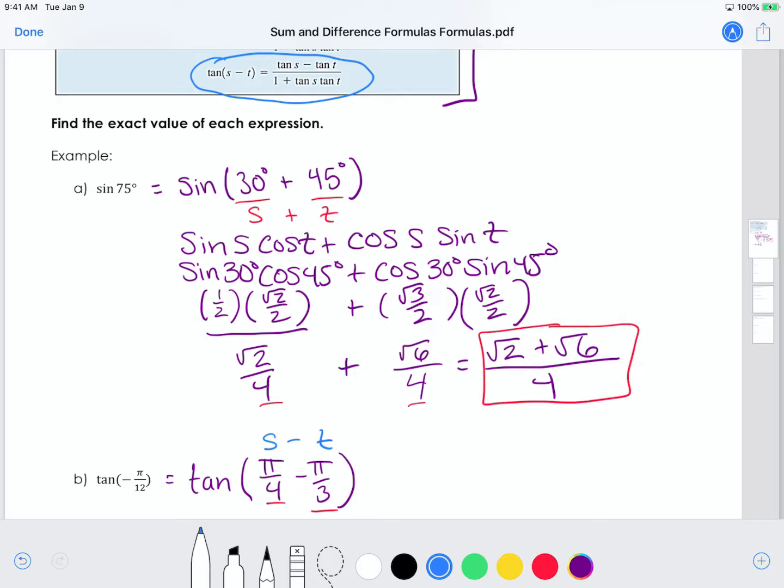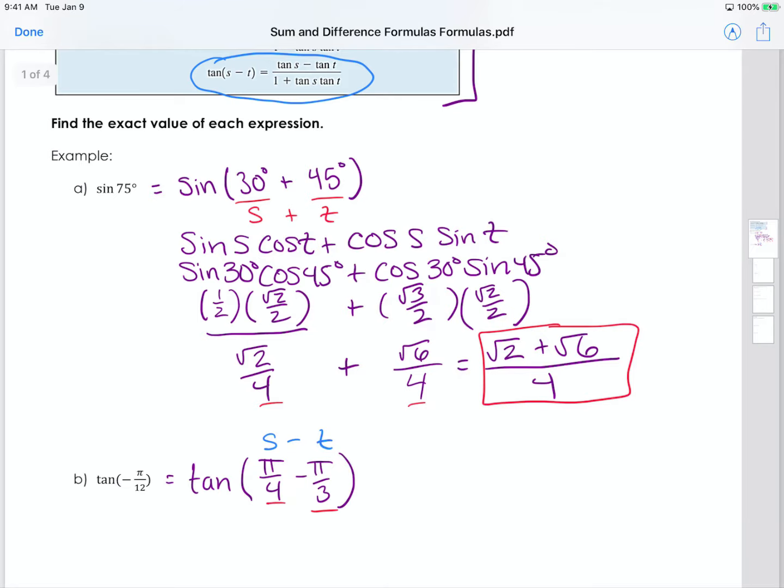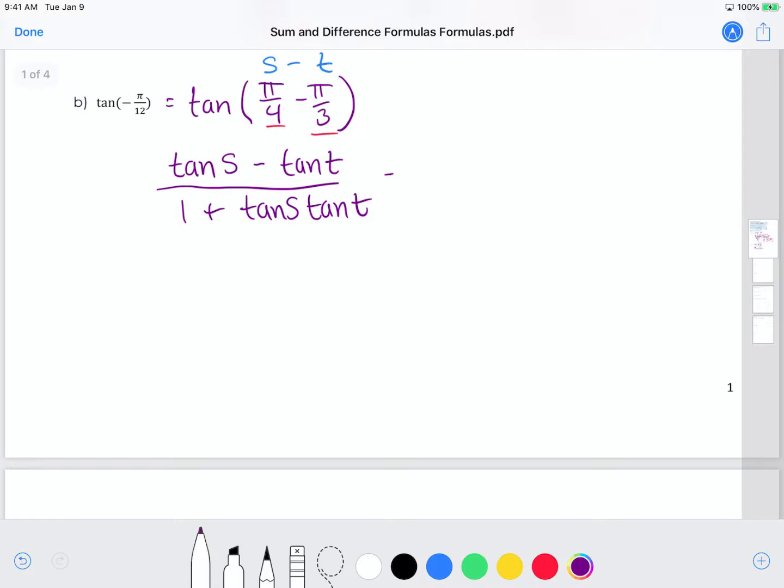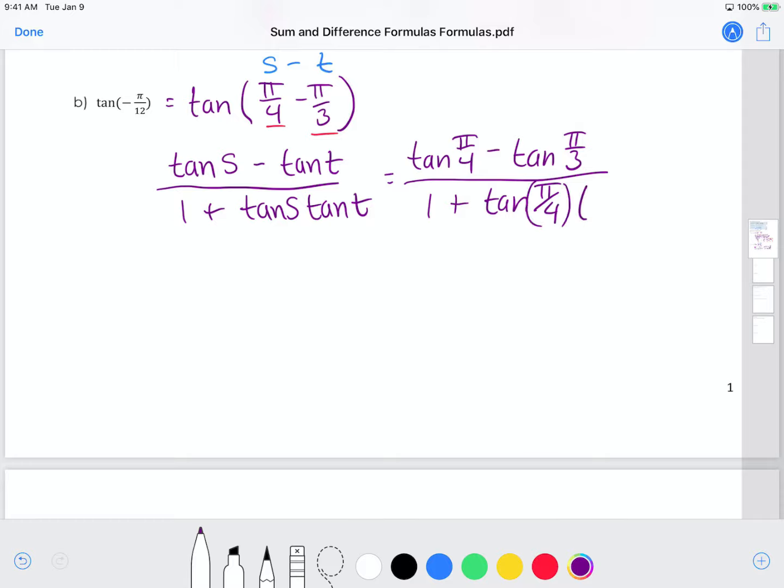And I'm going to rewrite this as tangent S minus tangent T all over 1 plus tangent S times tangent T. Now because we're identifying pi over 4 as S, I'm going to write that as tangent of pi over 4 minus tangent of T. T is pi over 3. So that's the tangent of pi over 3 all over 1 plus tangent of pi over 4 times tangent of pi over 3.